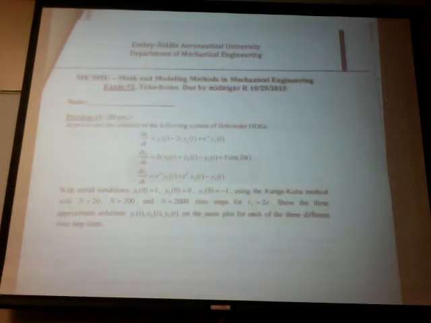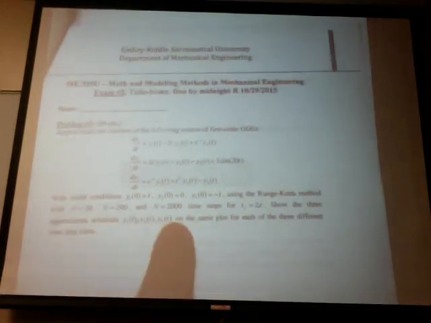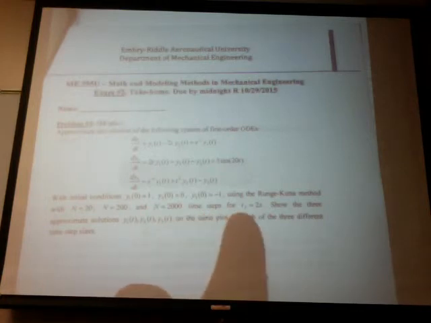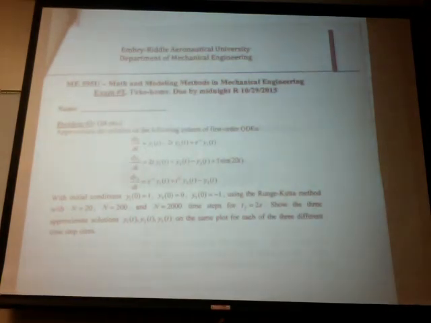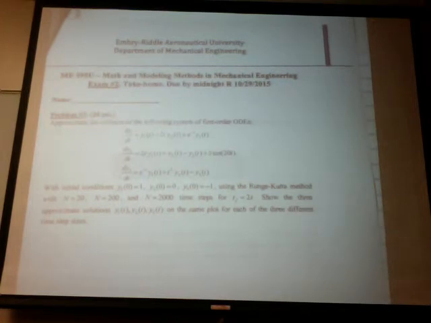You're going to use the Runge-Kutta method with n equal 20, n equal 200, and n equal 2000 to a final time of 2 seconds. You're going to show the 3 approximations on the same plot, y1, y2, and y3. So you're going to give me 3 plots: y1, y2, and y3 for n equal 20, then for n equal 200, and for n equal 2000. There's no exact solution to compare it with, and therefore there is no residual. Questions?